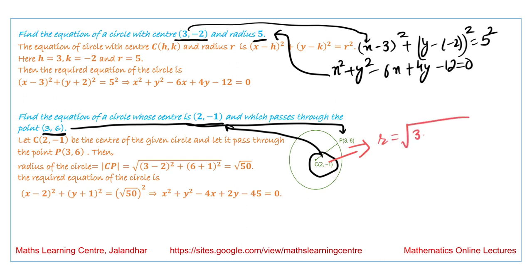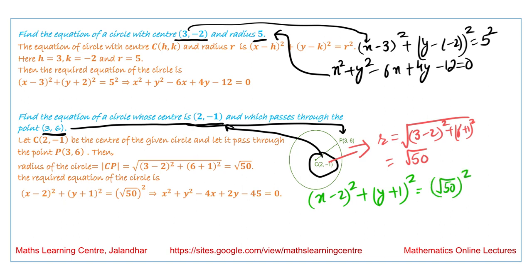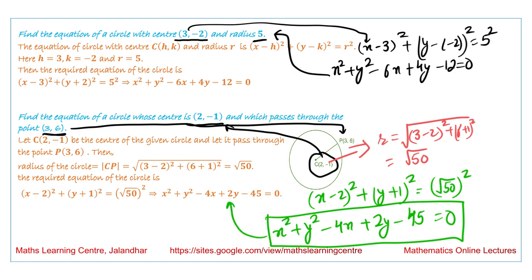So it is square root of (3 minus 2) square plus (6 plus 1) square. So the answer we obtain is square root of 50. So we are saying the equation of the circle will be (x minus 2) square plus (y plus 1) square equal to root 50 square. On simplifying this, we get x square plus y square minus 4x plus 2y minus 45 equal to 0. So this is the equation of the circle whose center is at this point and which passes through the point (3, 6).